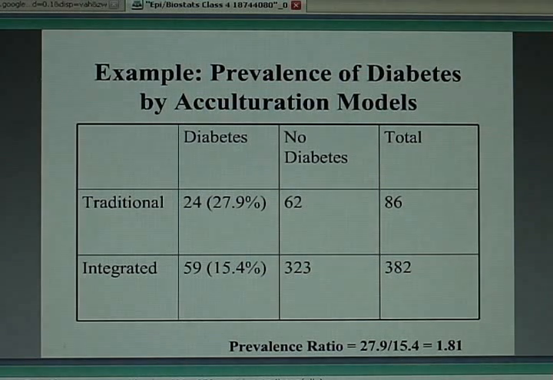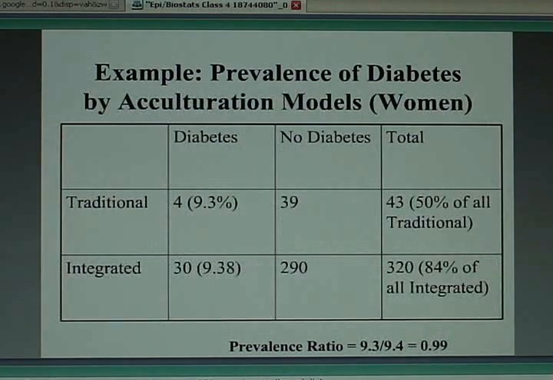1.8 times that among the non-traditional group. But let's suppose we took our data of these 468 people and divided them by sex and got the following two subsets. Let's suppose this is what happens to the females in our data set. Let's suppose that half of our traditional group were women. So half of the 86, 43 of them, were women.